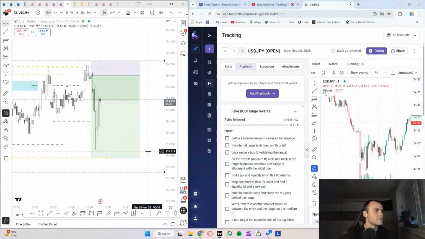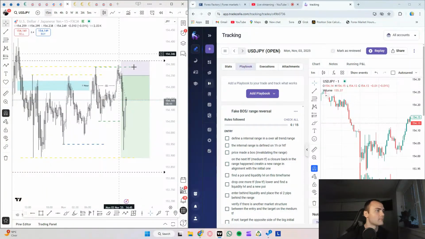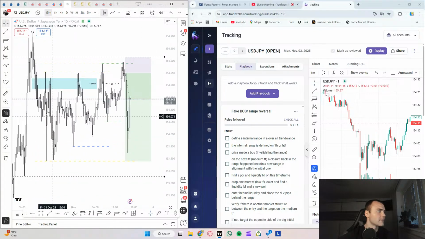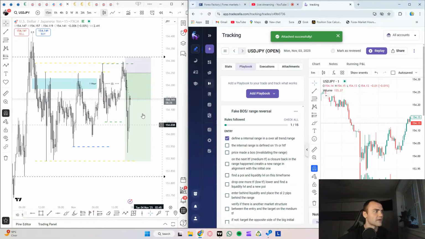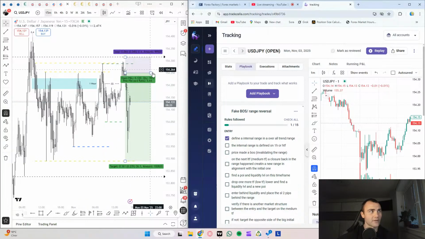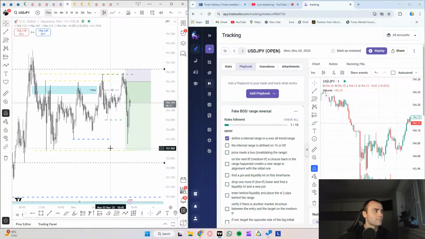What we got is basically: define an internal range in overall trend or range, right? And I got this overall 1 hour range, right? Checked. And the internal range was this bearish 50 minutes. It's a fake bull break of structure or range reversal, right?